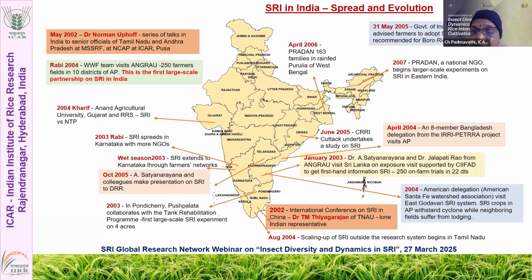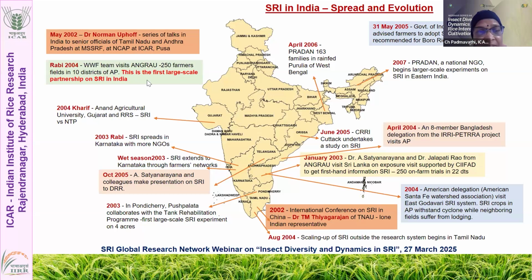But the most successful SRA experiments were conducted in Andhra Pradesh, wherein a delegate from Bangladesh visited, and also an American delegation visited to see. There was a cyclone in Andhra Pradesh at that time, and when they saw that SRI crops, they withstood that cyclone when compared to the neighboring crop, which suffered lodging. And this has really made the impact, and everyone started looking at SRA in a very big way.